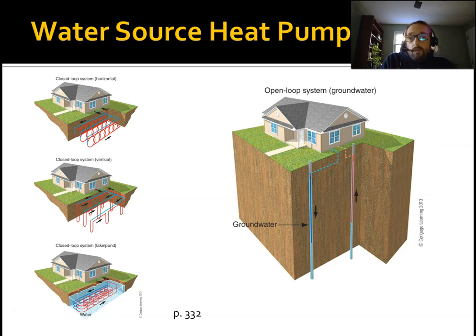Or you can have also ground source, which is your geothermal heat pumps. And so with the geothermal and the water source heat pumps, what you do is, instead of dumping your heat into the air, your refrigerant lines run through tubes in the ground. Okay, so these pipes in the ground.